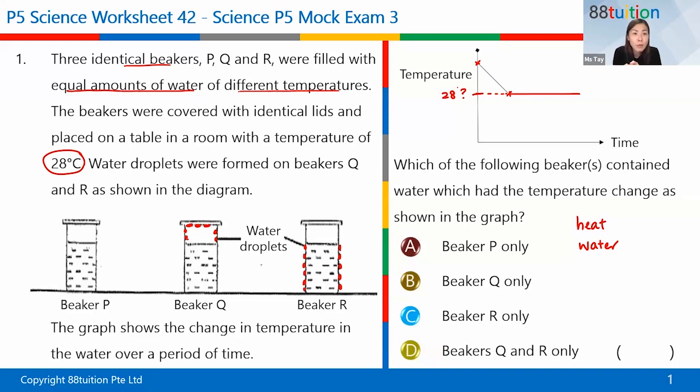So whenever you see the temperature of some substance either increases, then reaches a constant temperature, or decreases and reaches a constant temperature, that constant temperature is actually the surrounding temperature, the room temperature. Sometimes the room temperature can be 25 degrees Celsius. Sometimes it can be 35 degrees Celsius. Read the question properly. See, Miss Tay actually circled it, right? Yeah, so that's why I circled.